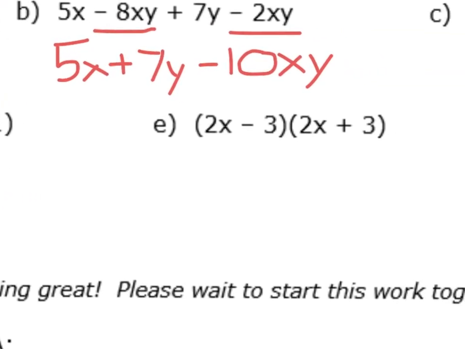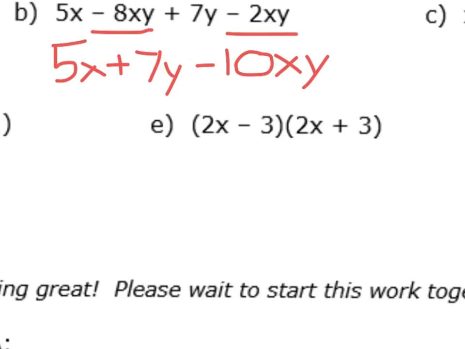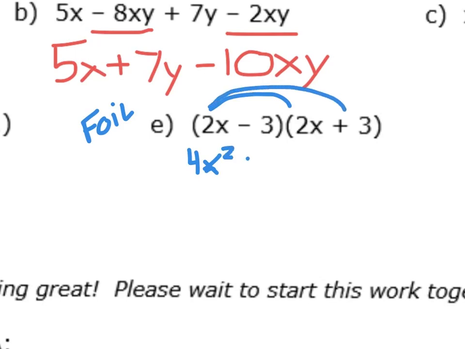The last question, you're going to use FOIL to solve. Okay, so we start with the first. We get 4x squared. We start with the outside. We get 6x. Then we go into the insides. And then we do the last.